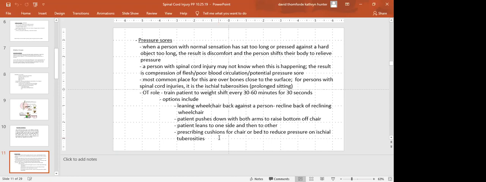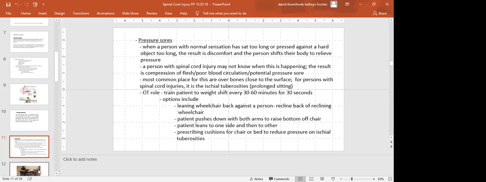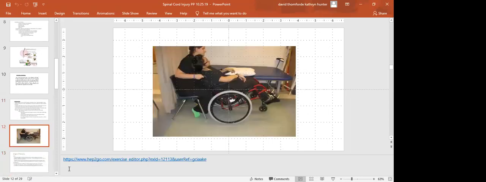Of course, we're also involved in prescribing cushions for a bed or a chair to prevent pressure on the ischial tuberosities or other areas, but we shouldn't depend only on that. We shouldn't say, okay, they have a cushion, they don't need to do other weight shifting. They should do these weight shift exercises as well. And I think here is the picture I was talking about of somebody being leaned back in their wheelchair. If they do have a fancy wheelchair with a backrest that goes down, then they can do that instead. You can just put the backrest down so they're lying flat.